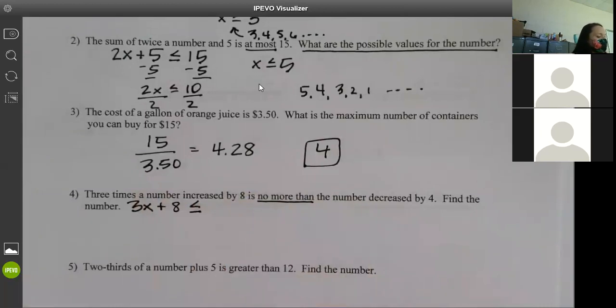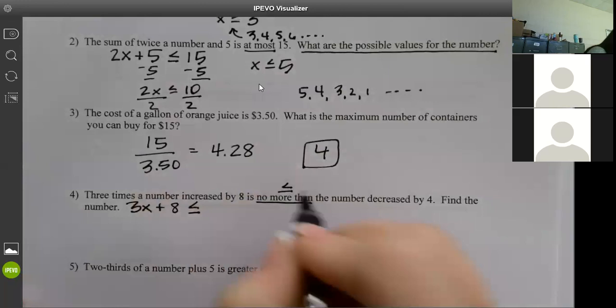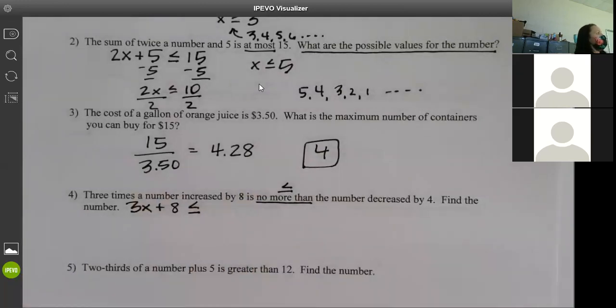So just be aware of that. "No more than" is another one that's going to be less than or equal to. So you might want to write that up there just in case.